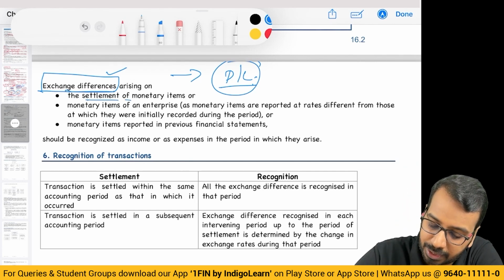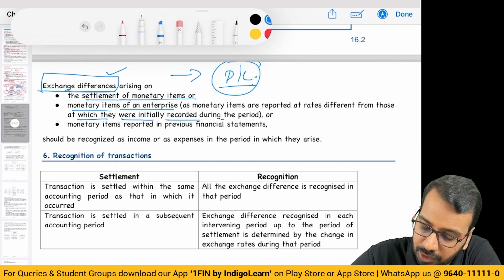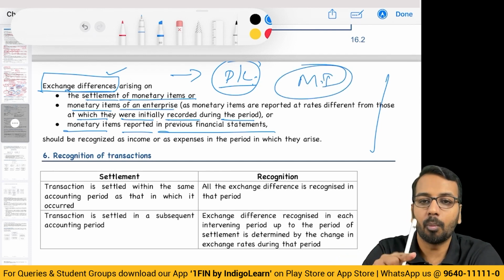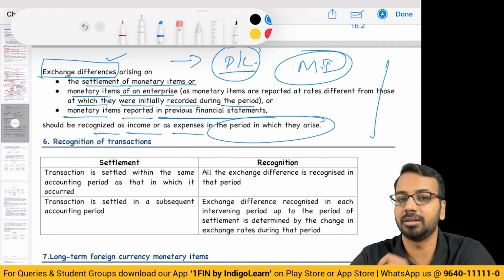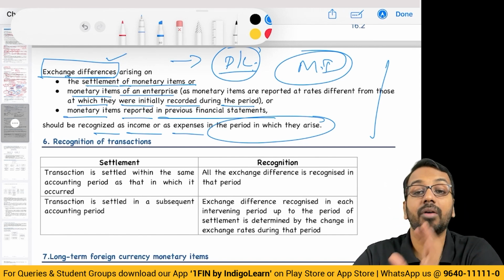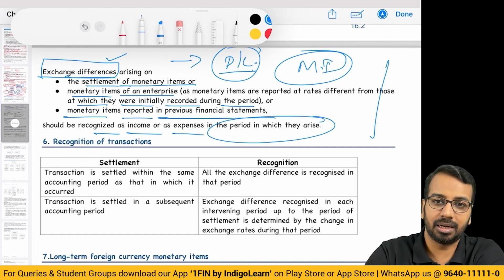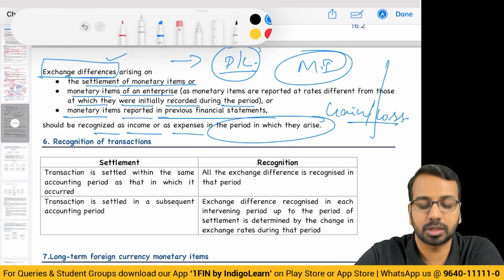Exchange differences on settlement of monetary items of an enterprise at which they were initially recorded during the period, and monetary items reported in previous financial statement. Basically, what it means is all the monetary items you should recognize as income or expense in the period in which they arise. So, account receivable, account payable, loans, whenever there is an exchange difference on these items, you will recognize that in the P&L, both gain as well as losses.